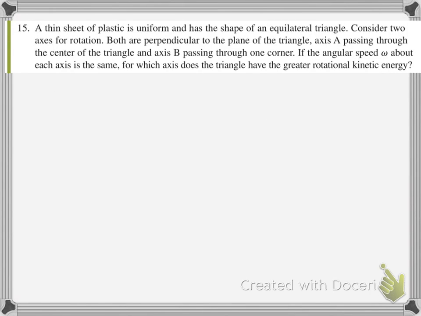Okay, so a thin sheet of plastic is uniform and has the shape of an equilateral triangle. Consider two axes for rotation. Both are perpendicular to the plane of the triangle. Axis A passes through the center of the triangle and axis B passes through one corner. If the angular speed about each axis is the same, for which axis did the triangle have a greater rotational kinetic energy? Okay, so let's begin by drawing this out.